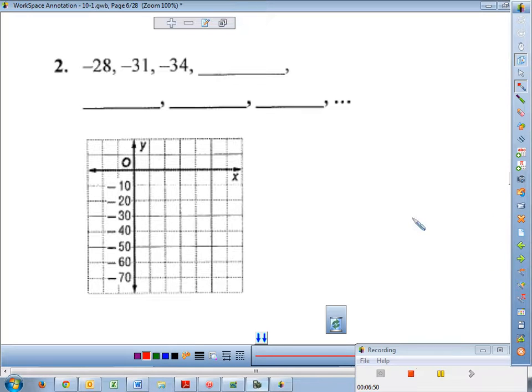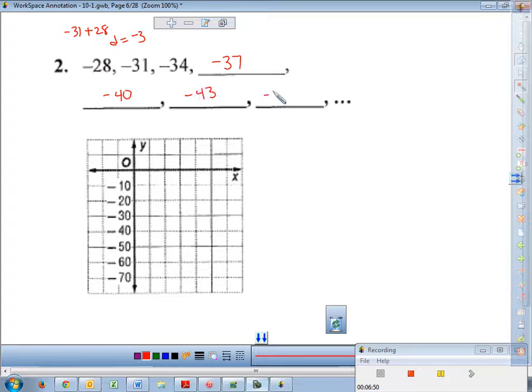So let's do this one. It's arithmetic because they told me so. So I got to take negative 31 minus a negative 28. So minus a negative becomes a plus, and that means my d value is negative 3. So that means that these numbers are going down by 3. So let's fill out these blanks. Let's go down by 3. I'll help you with the first one, negative 34. If you subtract 3 from it, that will give you negative 37. And then negative 40, negative 43, negative 46. Those were pretty easy to mentally compute.